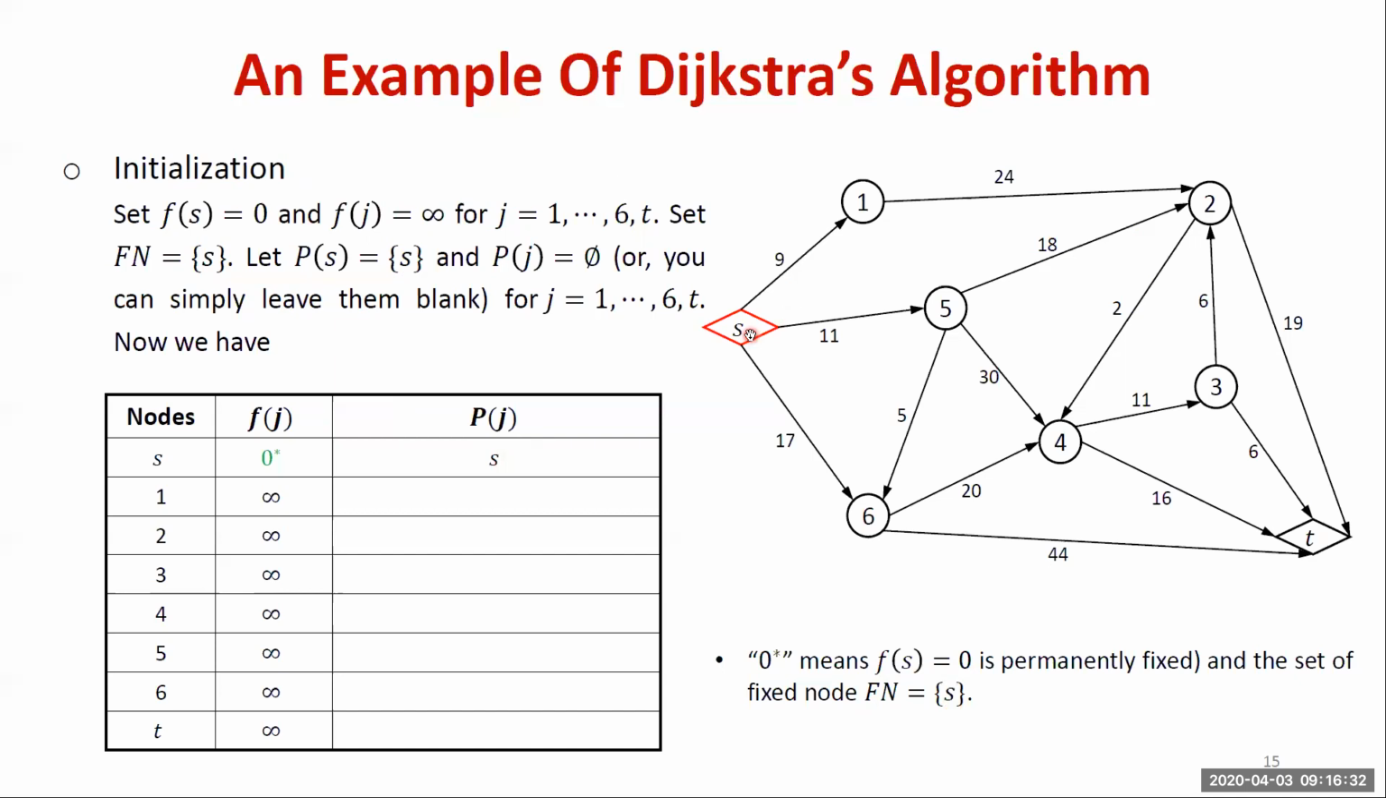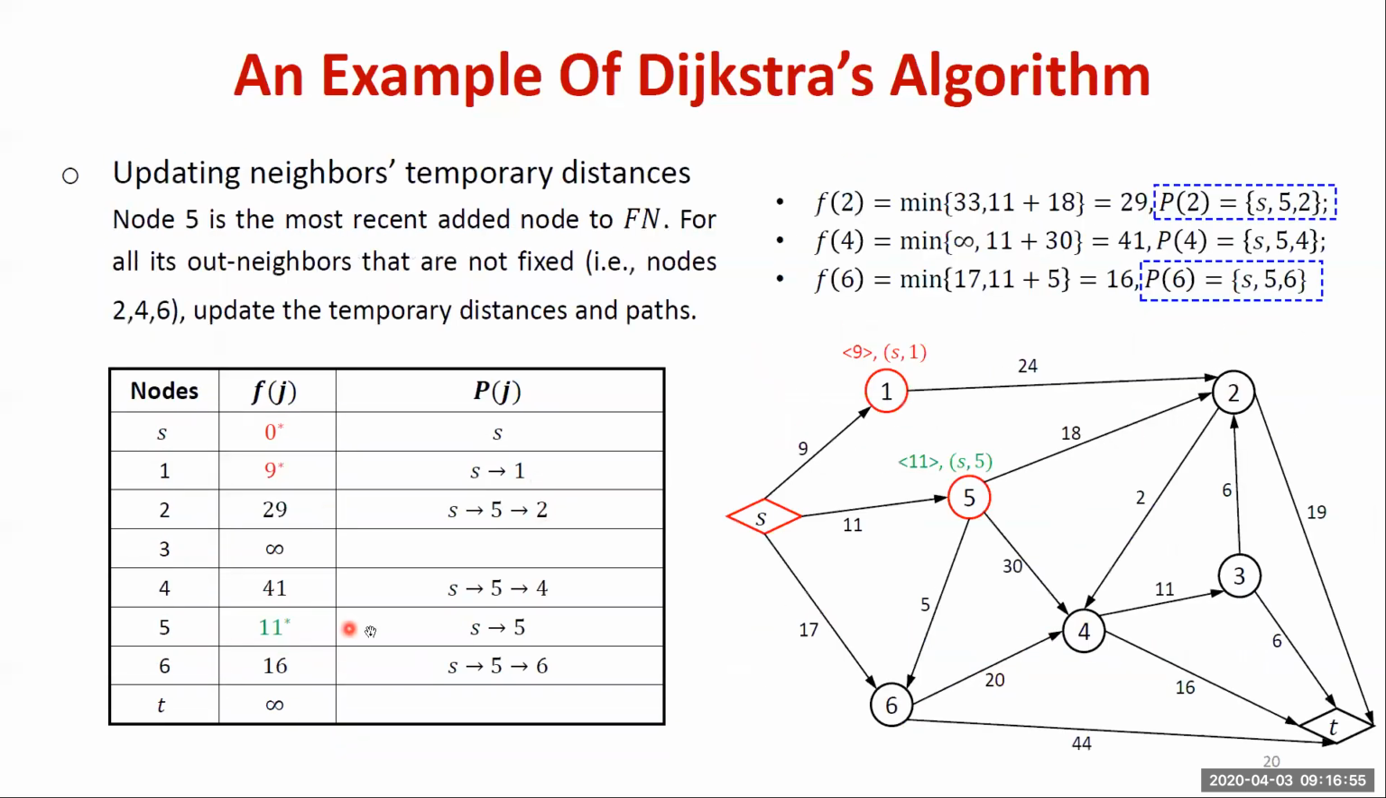From S, I go from S to S directly. And all other paths are the empty set. You can definitely write the empty set here, but I'm kind of lazy, so we can just leave it blank. That's very simple, okay? So now we have this table, and in the whole example, we can update this table.